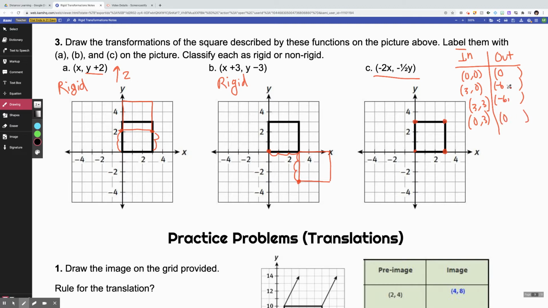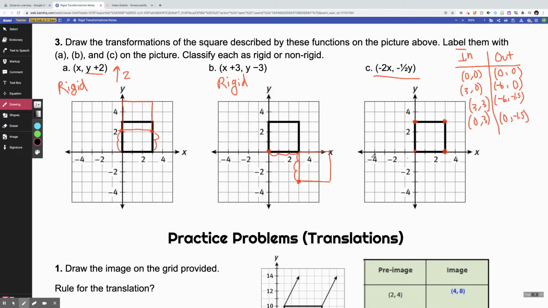And then for my y values, I'm going to multiply them by -1/2. Or you can think of that like dividing by -2. So 0 divided by -2 is 0. 0 divided by -2 is 0. Okay. 3 divided by -2 is -1.5. Right? 3 divided by -2 is -1.5.